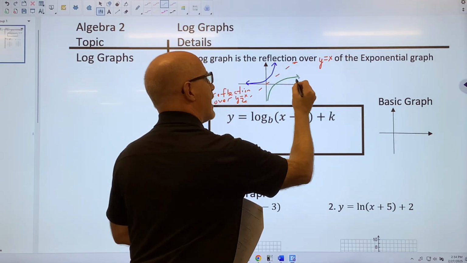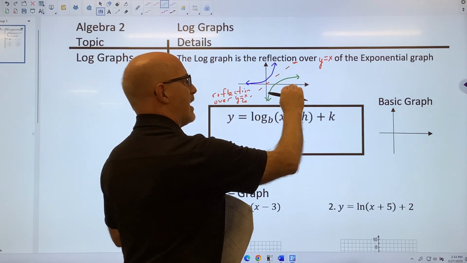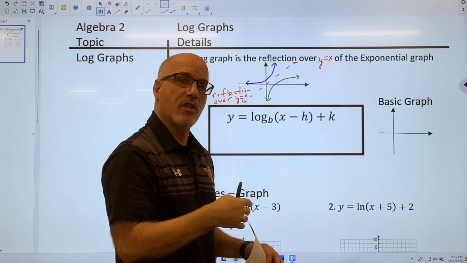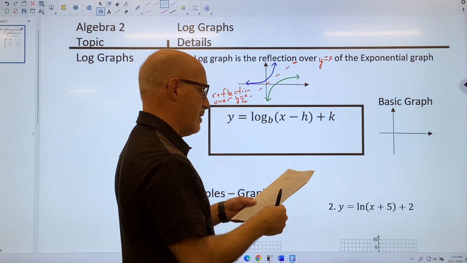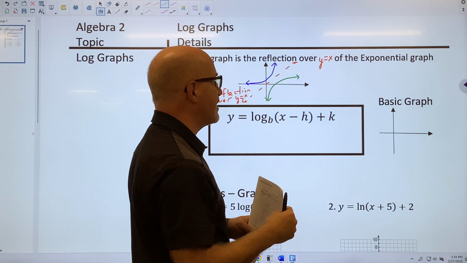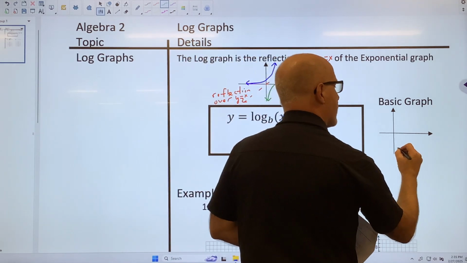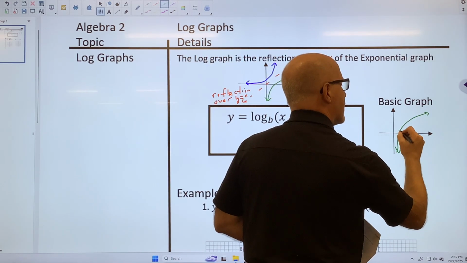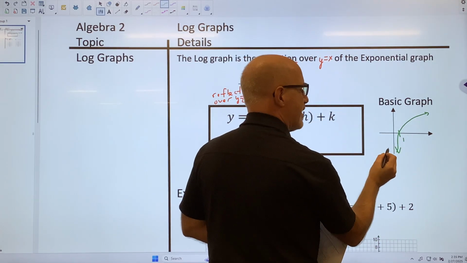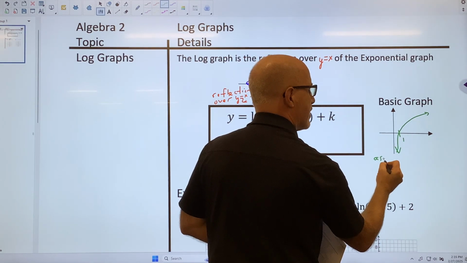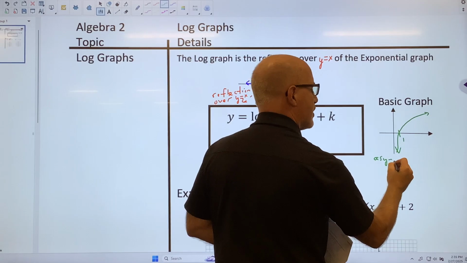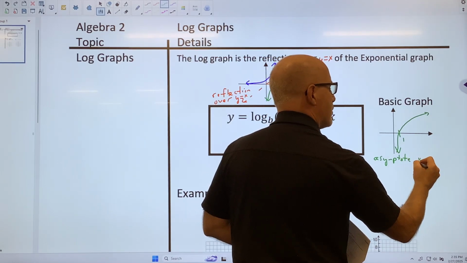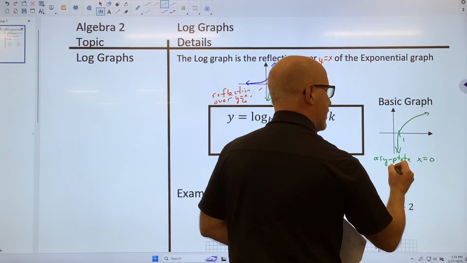It will also have an asymptote, but instead of the x-axis being the asymptote, the y-axis, or a vertical line, will be the asymptote for it. So when we do these, the basic graph of a logarithm is going to look like this. It goes through 1, and the asymptote for the basic family of function graph will be x equals 0, the vertical line.